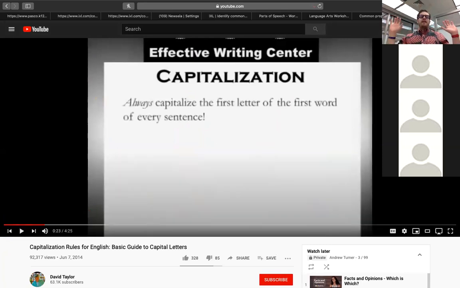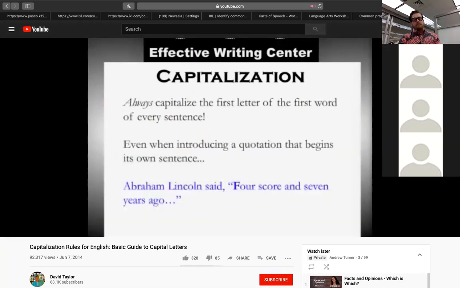This one drives me nuts, guys. You don't want to make me crazy. If you're going to write a sentence, your first word has to be capitalized, okay? It must be capitalized. You cannot start a sentence with a word that is not capitalized, or all the teachers that you've ever had will be crying. The first word of every sentence.